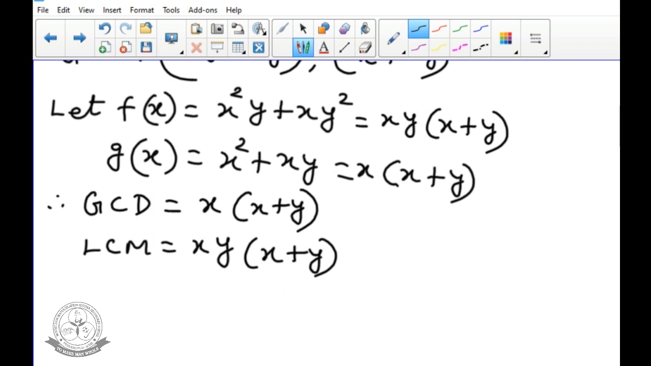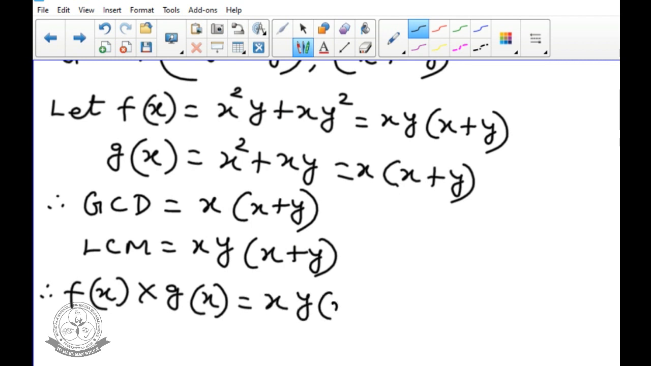In the same way, we find the product first. f of x into g of x means xy into (x plus y), that is f of x, into x into (x plus y), that is g of x.